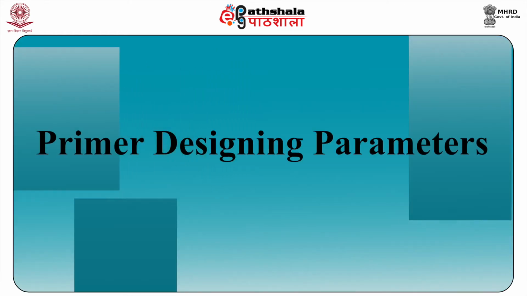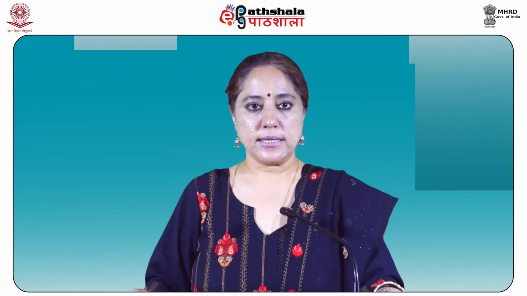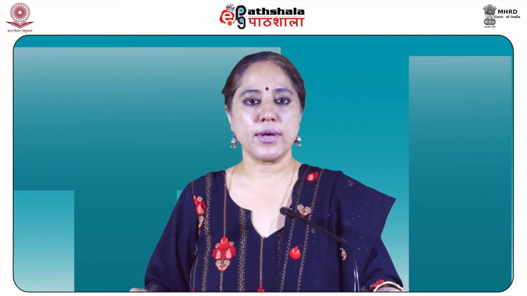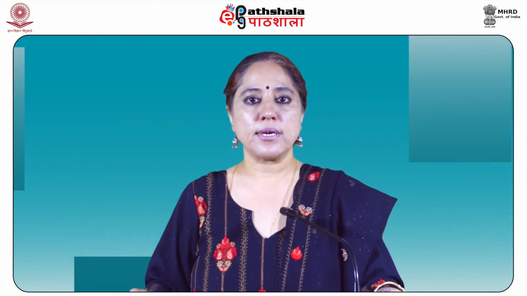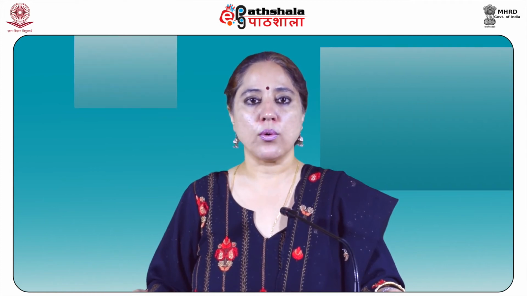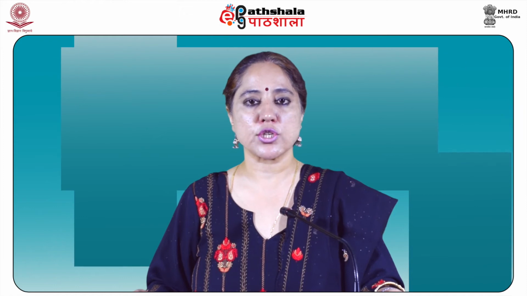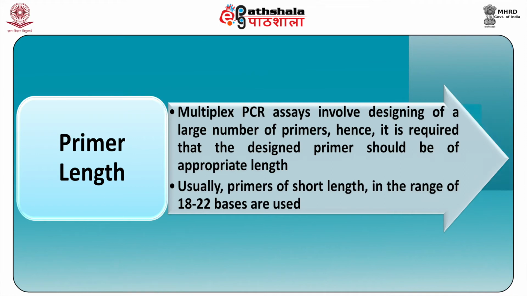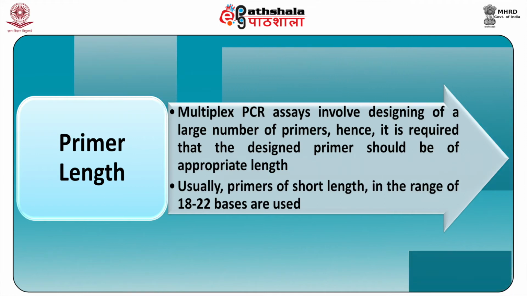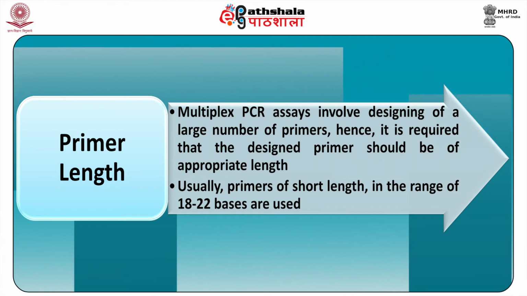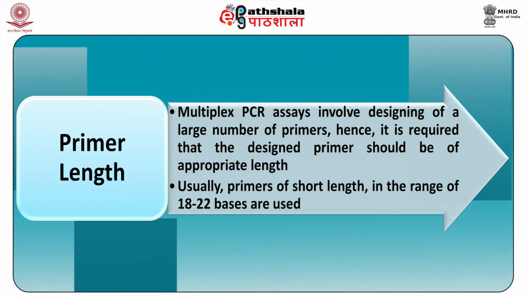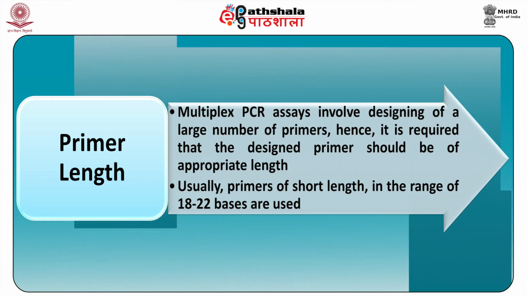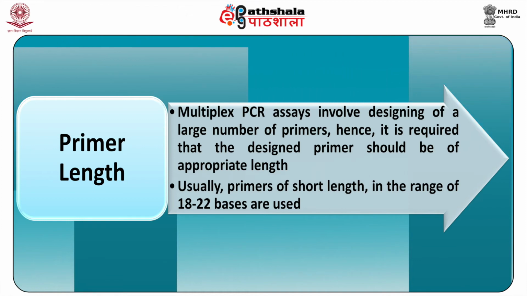The primer designing parameters for the multiplex PCR. Designing of a specific primer set is essential for a successful multiplex reaction. The important primer design considerations described below are key to specific amplification with high yield. First, the primer length. Multiplex PCR assays involve designing a large number of primers, hence it is required that the designed primer should be of appropriate length. Usually, primers of short length in the range of 18 to 22 bases are used.